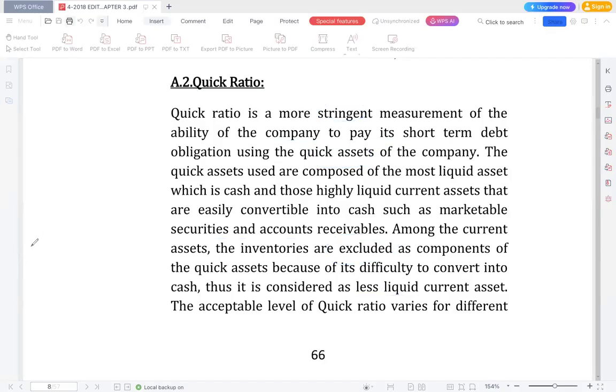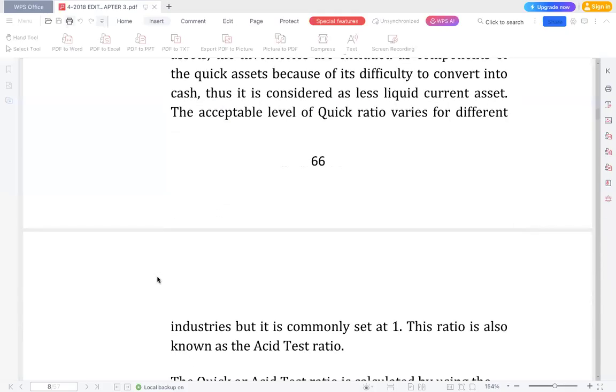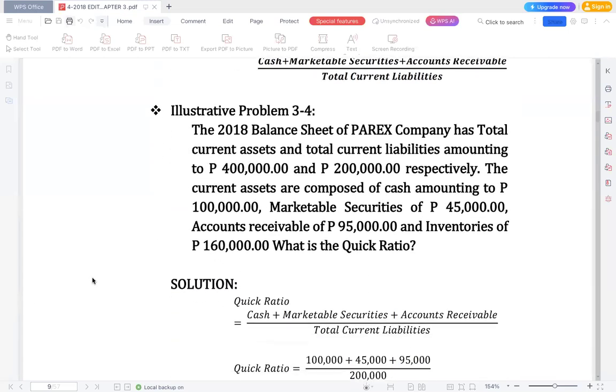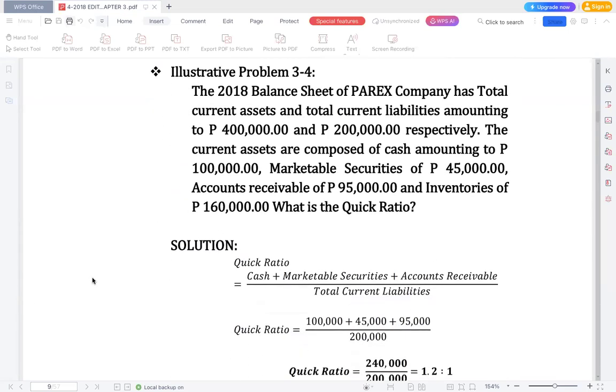Now, to illustrate quick ratio, we have here the formula. Current assets less inventories divided by total current liability, or simply add cash plus marketable securities plus AR divided by total current liability. So we have an illustrative problem.